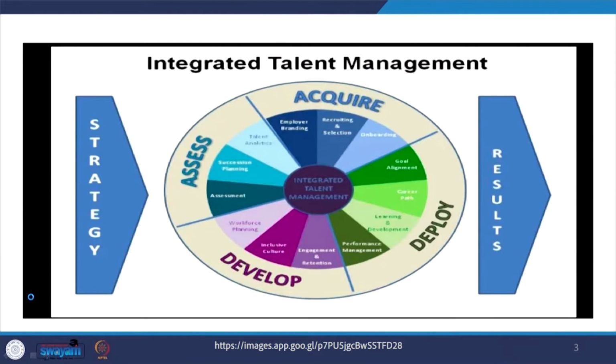Now here you will find there are 4 very important factors: assess, acquire, deploy, develop. This is the same as what we have talked about in the case of recruitment or planning, the acquisition of talent.